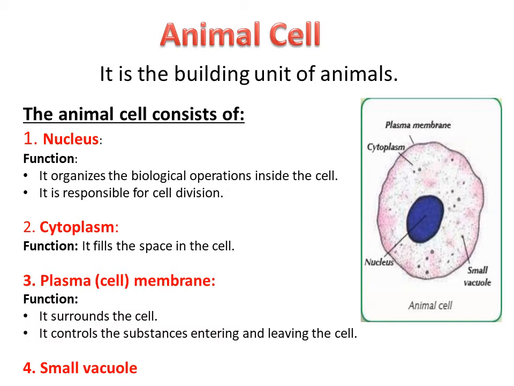The nucleus is the dark spot here in this figure. Its function is to organize the biological operations inside the cell. The nucleus is like the boss of the cell. Why? Because it organizes the biological operations inside the cell. Like what? Like the burning of food, like we took in the respiratory system. Burning of food is a biological operation.